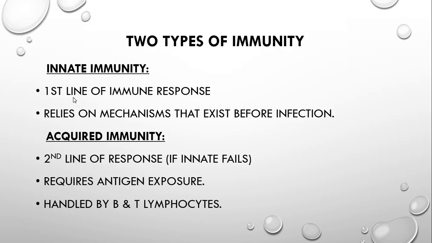Immunity is of two types, the innate immunity and the acquired immunity. The innate immunity is the first line of immune response, which relies on the natural mechanisms which are present already before birth, whereas acquired immunity is the second line of response and it always requires antigen exposure. It is provided by the activation of B and T lymphocytes.